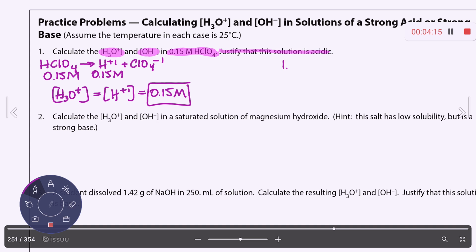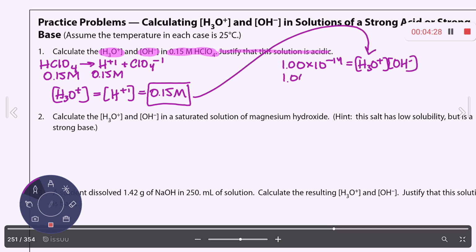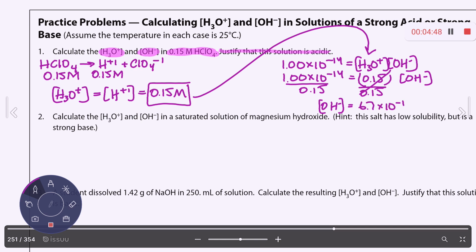We'll do that using the 1.00 times 10 to the negative 14th equals hydronium times hydroxide. So you will put this value here, and then you'll divide both sides by 0.15. So this cancels, and you're going to end up with 6.7 times 10 to the negative 14. So now that we've solved for that, we need to justify that this solution is acidic. Well, the concentration of hydronium is significantly larger than the concentration of hydroxide. So what you would say is hydronium is greater than hydroxide. You could also compare their values, and that will justify that it's acidic.